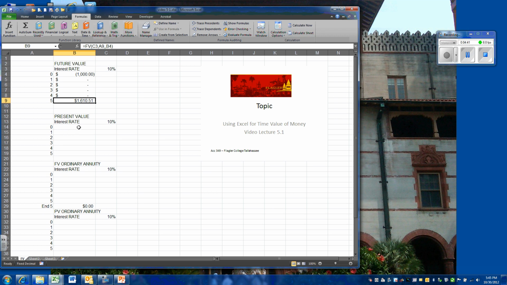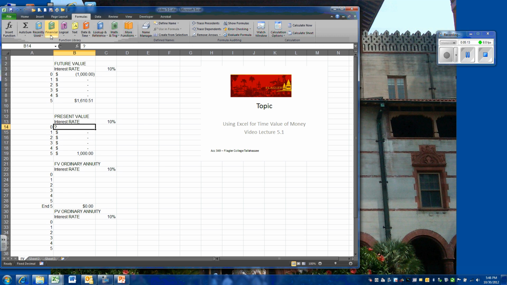Next, let's look at the present value. The question for the present value is, what is the value today of money that I am going to receive sometime in the future? So, in this problem, again, let's say it's nothing in years 1, 2, 3, 4, and we're going to receive $1,000 at the end of year number 5. So what is the present value?